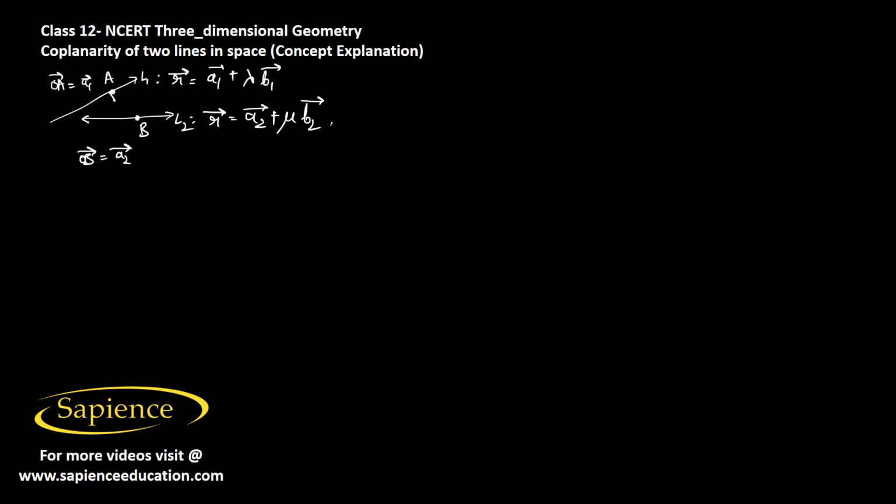So therefore this will be the AB vector, and b1 vector is the vector which is parallel to the line L1, and b2 vector is the vector which is parallel to the line L2. So therefore here AB vector will be equal to a2 vector minus a1 vector. Why? Since AB vector we can write as OB vector minus OA vector.